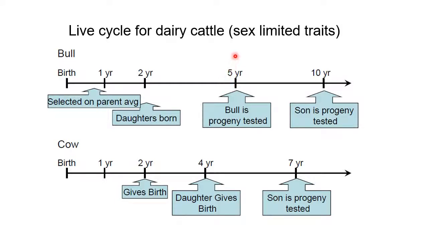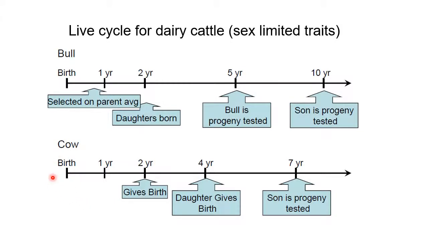And if this pattern repeats itself, it means that the sons of those bulls will only be progeny tested once these bulls are 10 years old. So a very long generation interval due to the fact that these traits are sex limited. They can only be measured on the females. To a large extent, if you want to select dams of sires, so cows that will breed AI bulls for you, you also have a fairly long generation interval.